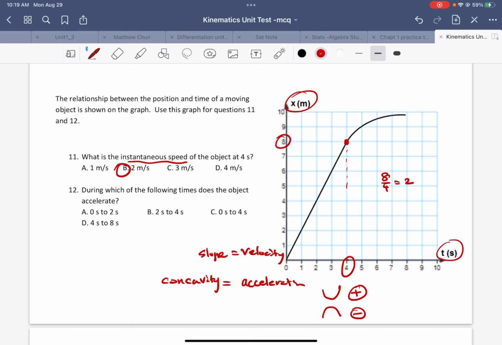So the question is during what time the object is accelerated. If the slope is 0 and there's no concavity here, right? Then you don't have any acceleration right here. But I see that here it opens down. So your acceleration here is a certain negative value. Okay, so you see that from 4 to 8, there's an acceleration. The acceleration is a negative value because it opens downward. Okay, that's how you're going to tell.